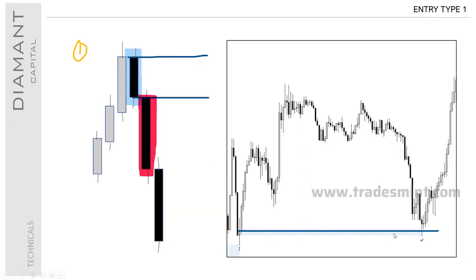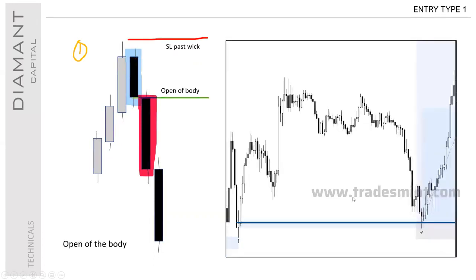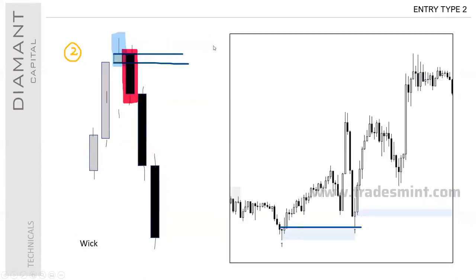Comes straight back down. Obviously, this is a discounted area. Enter off that body. How does the trade look? Entry right off the body, stop loss beneath the lows. Like I said here, open of the body, stop loss past the wick. Type 2.